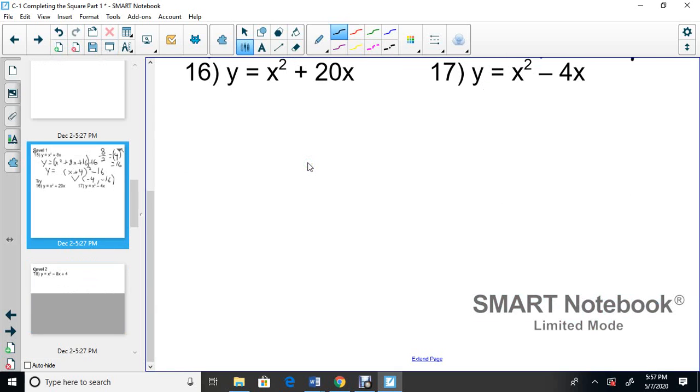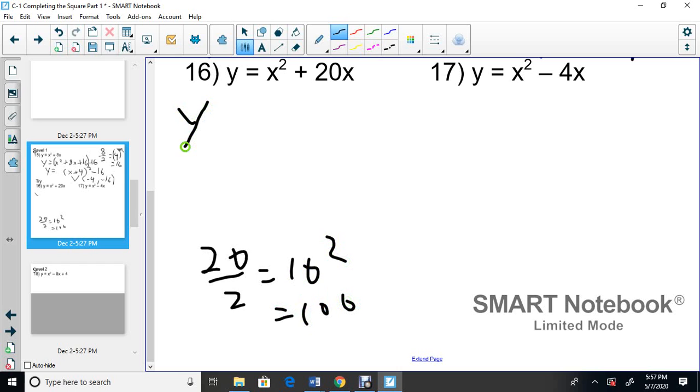Okay, now I'm going to do this. You take the 20, somewhere in the margin, 20 divided by 2, you get 10. 10 squared is 100. So we're going to add and subtract 100. So you're going to go y equals x squared plus 20x plus 100 minus 100.